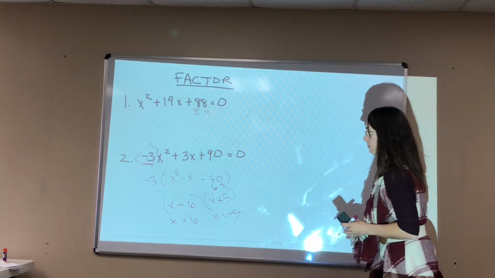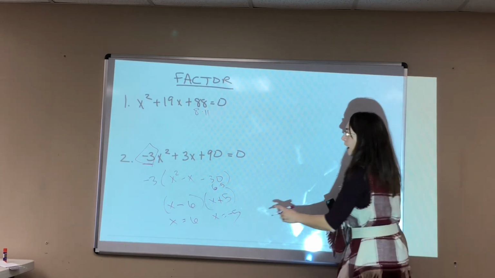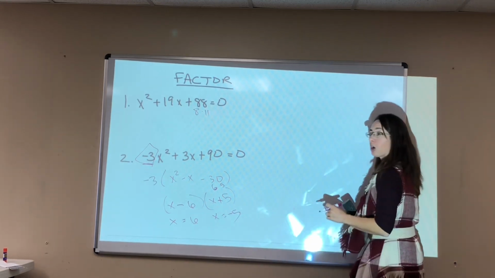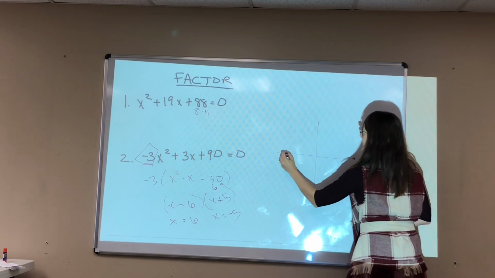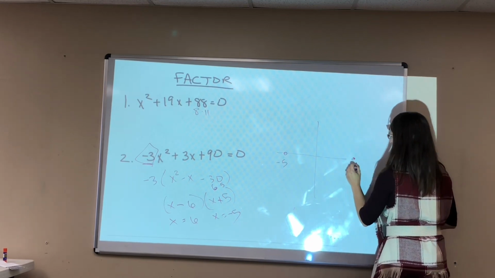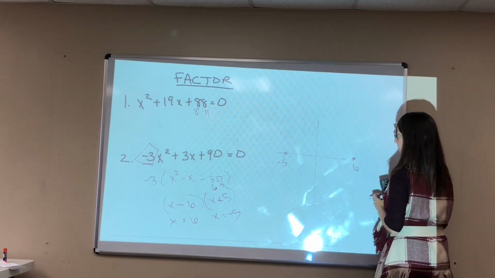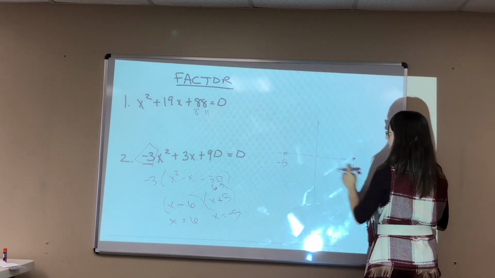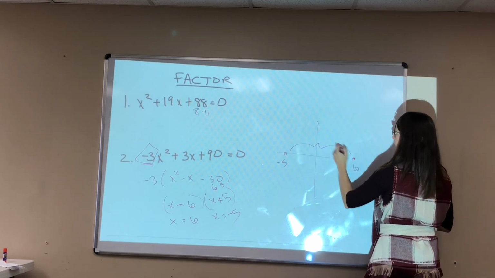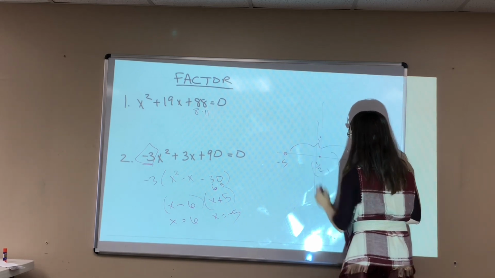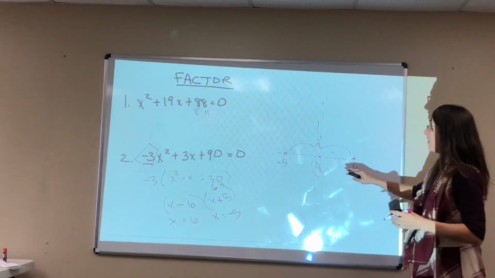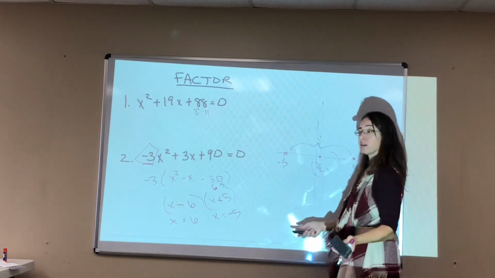Perfect. Okay. Our axis of symmetry lies where? In between them. So where do we find the middle? It'd just be half, 11 halves. That's our axis of symmetry. And then we would plug that in to find our vertex.